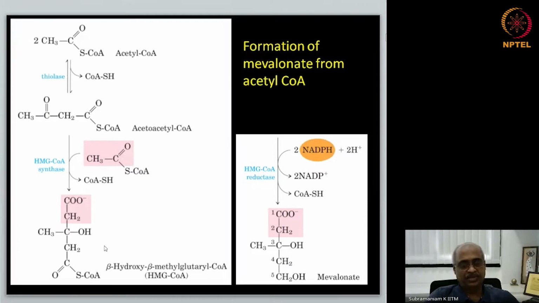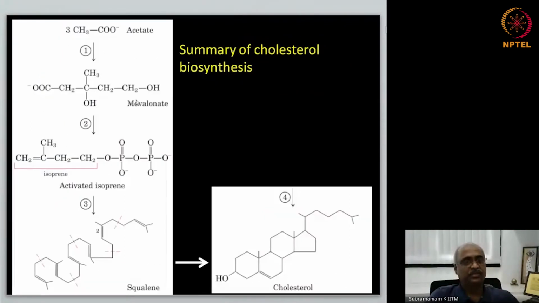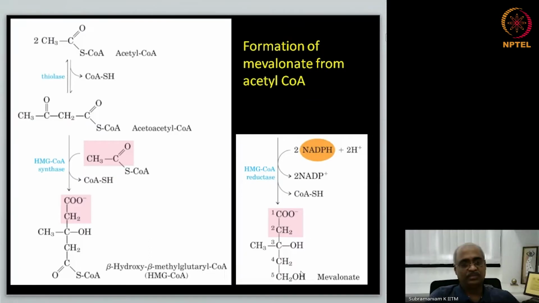Then HMG-CoA reductase reduces this carboxylic acid group into an alcohol group, and that is mevalonate. Okay, and that reduction consumes NADPH, and this thioester is also released, and then you have mevalonic acid. So this is the production of mevalonic acid, the step 1 in this. Okay, acetate to mevalonate, step 1.